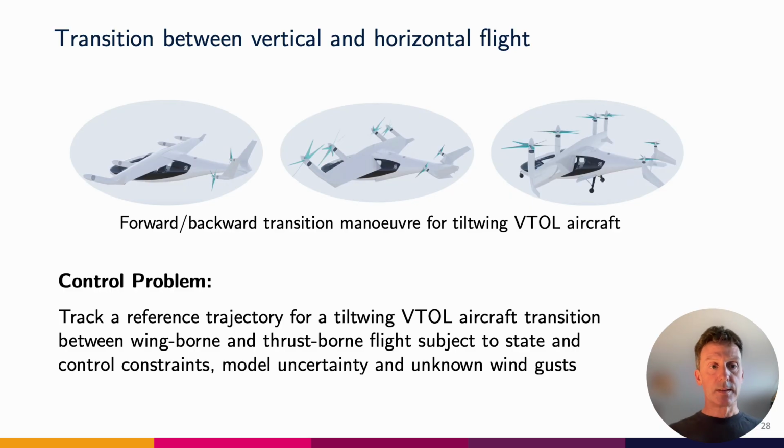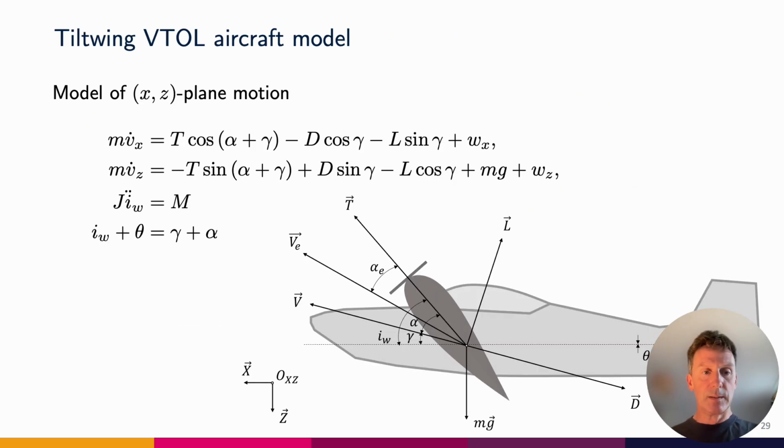So the control problem is to track a reference trajectory during a forward and backward transition maneuver, subject to constraints on states and control inputs, model uncertainty, and unknown disturbances in the form of wind gusts. We use a planar model of the aircraft dynamics, which describes its motion in the XZ plane, where X is horizontal position and Z is vertical position. The model is sixth order, and it describes how the horizontal and vertical accelerations depend on thrust, drag, and lift forces, and also on these unknown disturbances which represent the effects of wind gusts.